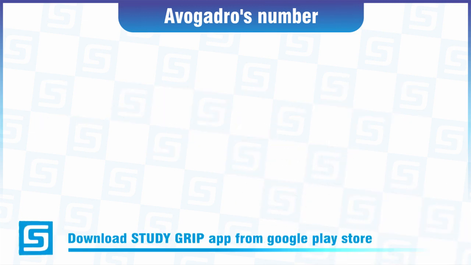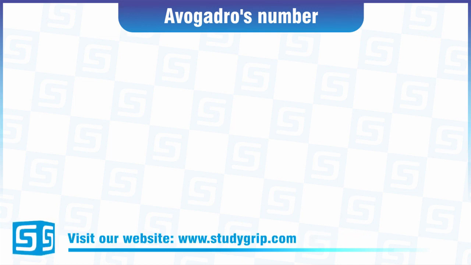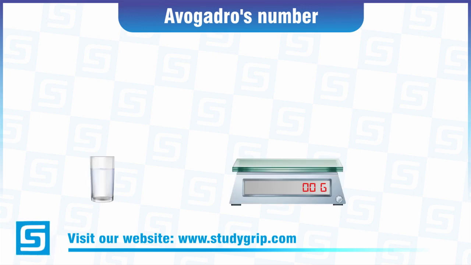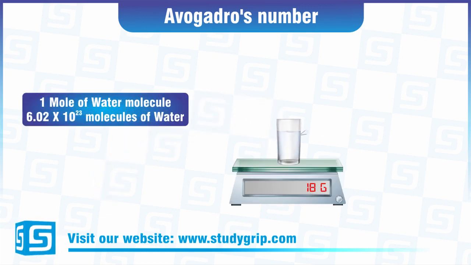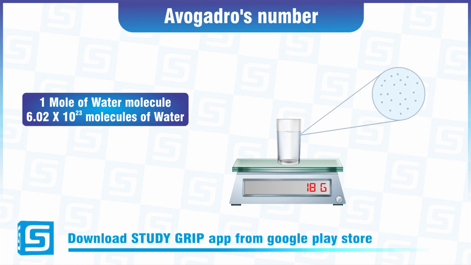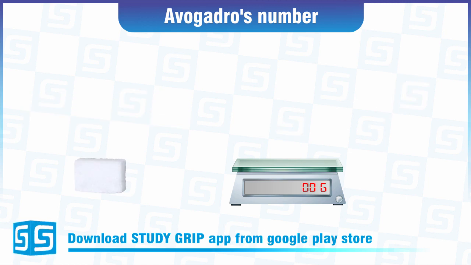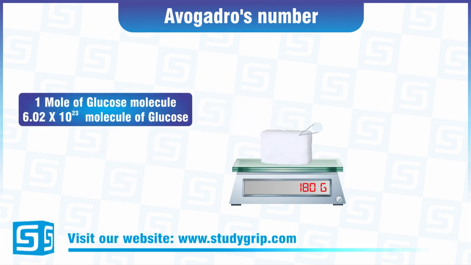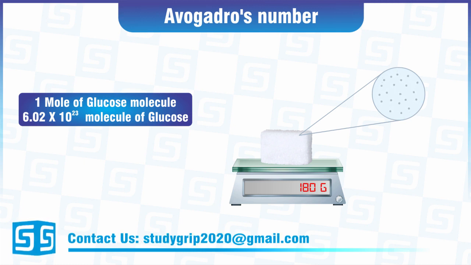Dear students, just like elements, 1 mole of different compounds has the same number of molecules. 18 gram of water is equal to 1 mole of water molecules. It always contains 6.02 × 10^23 molecules of water. 180 gram of glucose is equal to 1 mole of glucose molecules. It always contains 6.02 × 10^23 molecules of glucose.